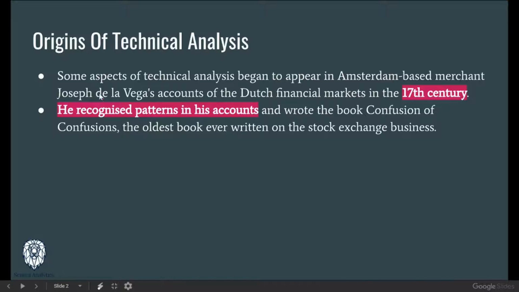So starting at the very beginning, we go back to the Dutch financial markets in the 17th century. You'll see that some aspects of technical analysis began to appear in Amsterdam-based merchant Joseph de la Vega's accounts of these Dutch financial markets. He recognized patterns in his accounts and wrote the book Confusion of Confusions, the oldest book ever written on the stock exchange business.